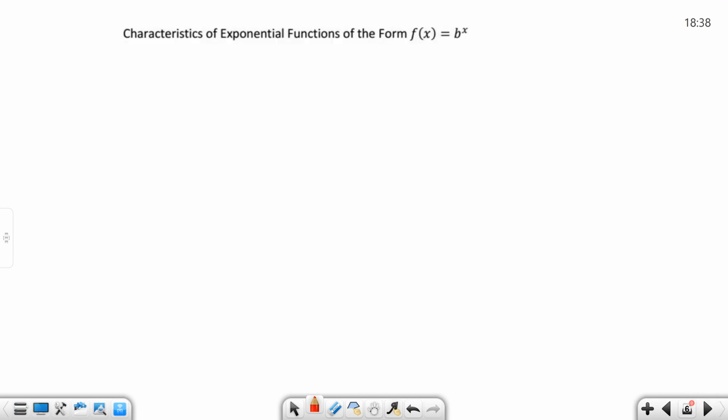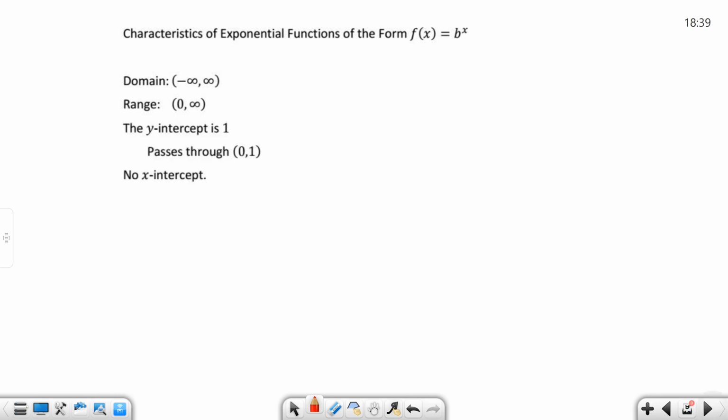So the characteristics of the exponential functions of the form f of x equals b to the x. The first thing is the domain is everything, right? X can be any real number, so negative infinity to infinity. The range is 0 to infinity in this form. If you have a positive number to a power, it can't go negative, and it also cannot be 0. It passes through the point (0, 1), so the y-intercept is (0, 1). There is no x-intercept, right? If the range is 0 to infinity but doesn't include 0, then it can't be on the x-axis there.